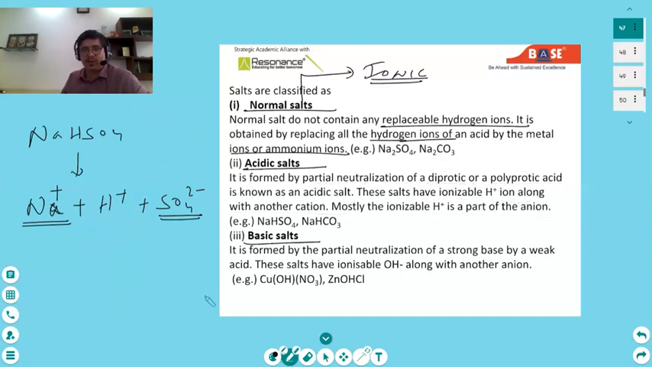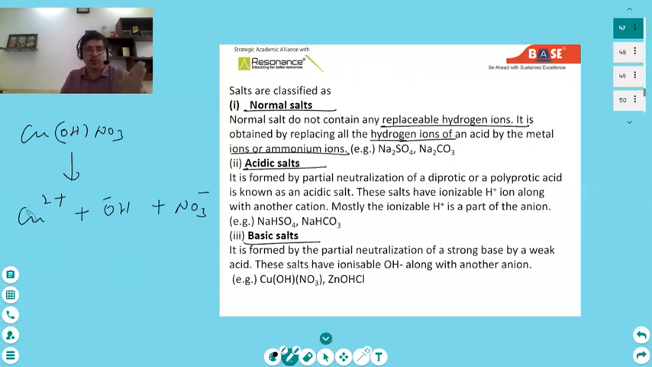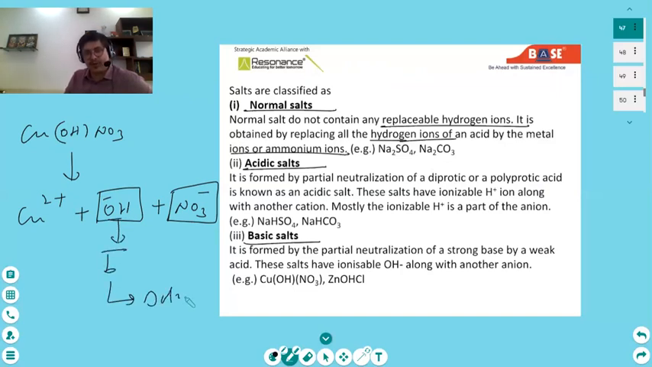Coming to the basic salt, it is exactly opposite of acidic. The name only you can predict. For example, if I take copper hydroxide and this is the nitrate part. The moment you add it into water, it will split as Cu2 plus and OH minus and NO3 minus. Overall, the salt is neutral, 2 positive and 2 negative. But there are 2 negative ions present here. Due to this, you will get a basic solution if you add it into water.